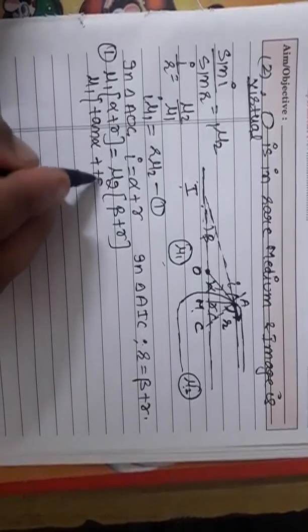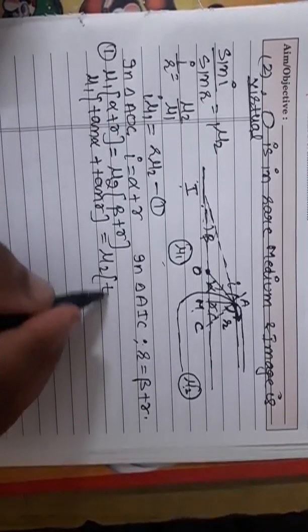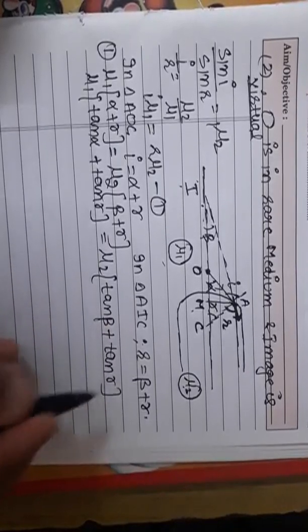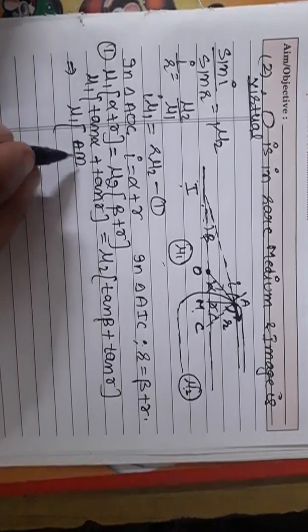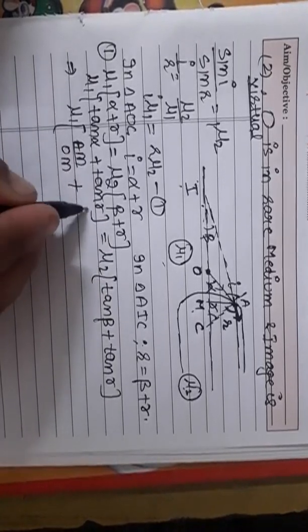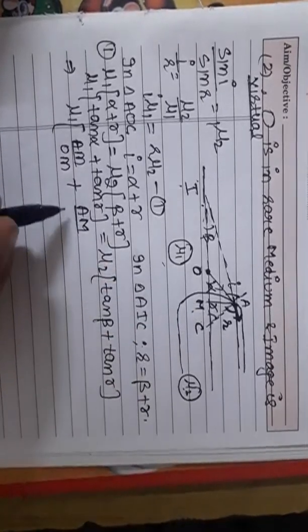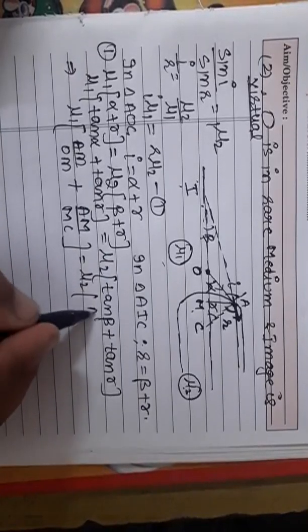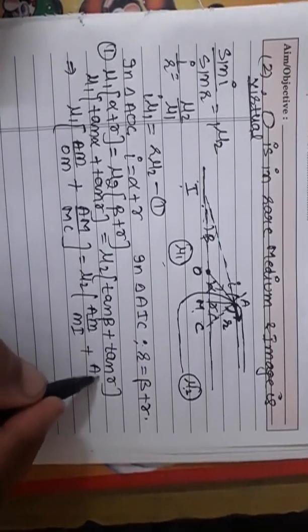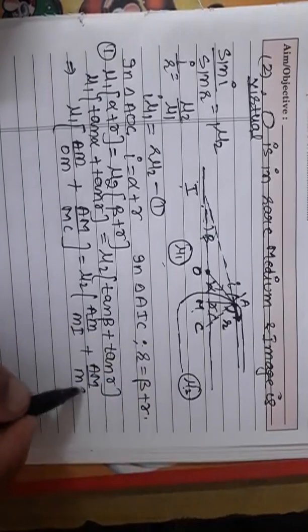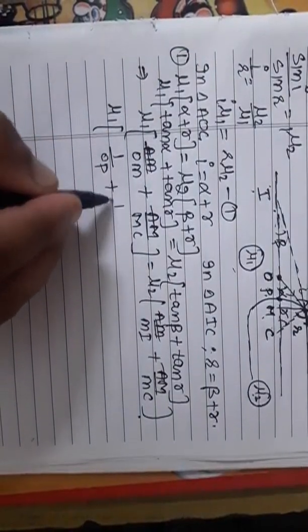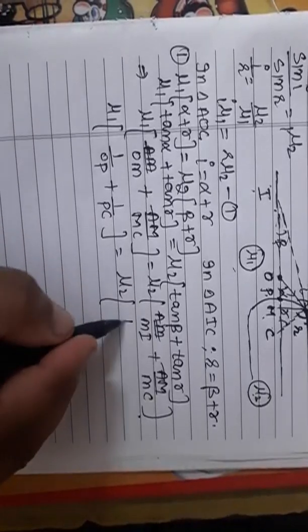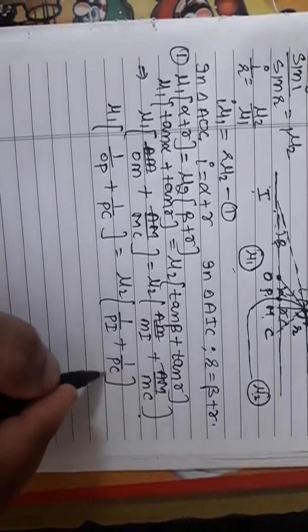So it may be written as tan alpha plus tan gamma is equal to mu2 into tan beta plus tan gamma. In this equation, tan alpha is perpendicular upon base, OM upon AM. Tan gamma is AM upon MC. Tan beta is AM upon MI. AM cancels out. Now if the aperture is small, M lies close to P, so this equation may be written as 1 by OP plus 1 by PC is equal to mu2 times 1 upon PI plus 1 upon PC.